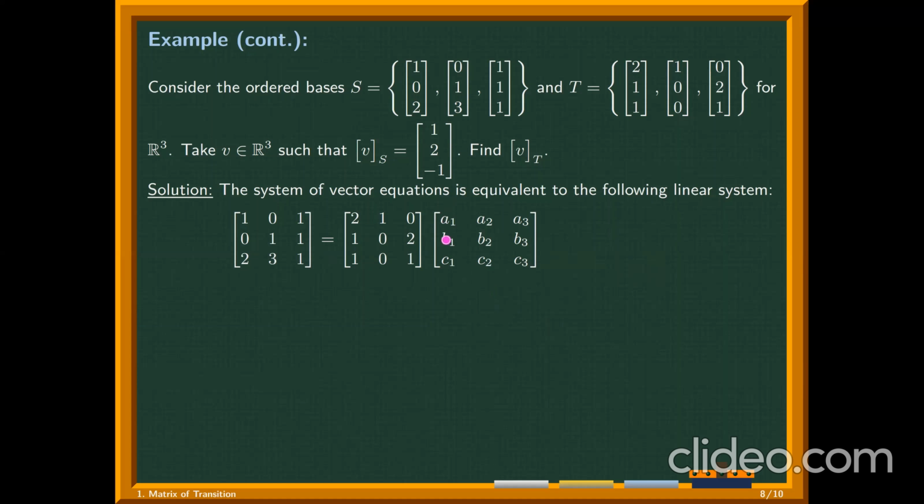Also, recall that in this matrix, the first column is the coordinate vector of 1, 0, 2. The second column is the coordinate vector of 0, 1, 3. The third column is the coordinate vector of 1, 1, 1. In other words, these columns are the coordinate vectors of these vectors from S. So this matrix of variables is the desired transition matrix from S to T.